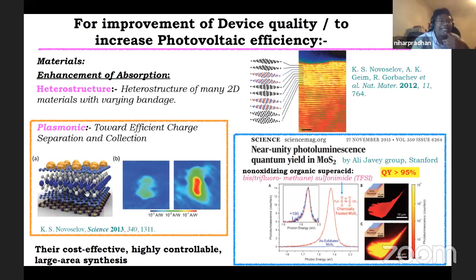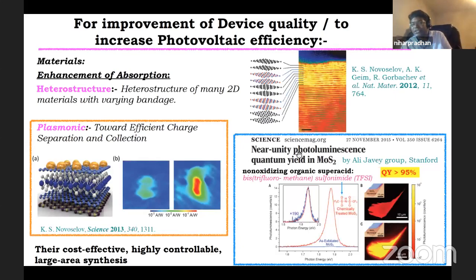Another way is plasmonic enhancement. If you use metal nanoparticles on top of these 2D materials, the plasmons will collect or absorb the sunlight and then release electron hole pairs much more than just a single or few atomic layer of bare 2D material. That will increase, as you can see here, the photovoltaic efficiency.